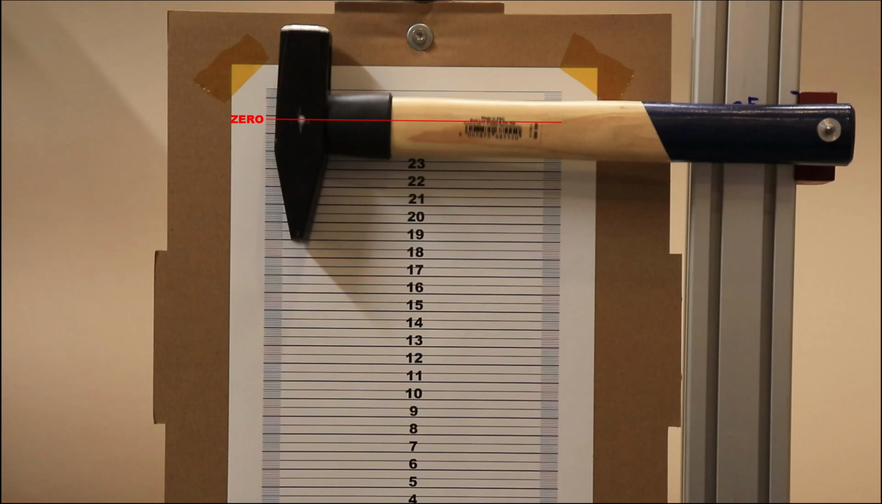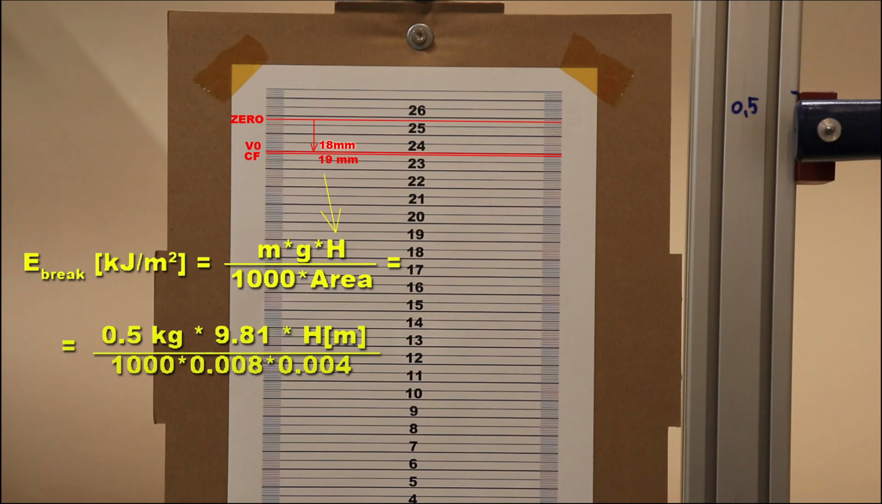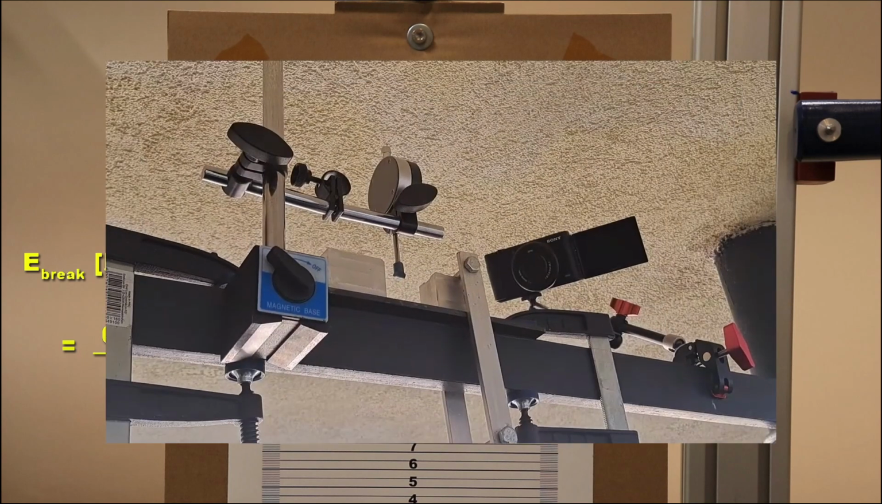So this is the position of the hammer with the zero position. This is after V0 breaking, and this is after carbon fiber. Very similar, very minimal difference. And if I measure the distances from the zero position, I can calculate the breaking energy.